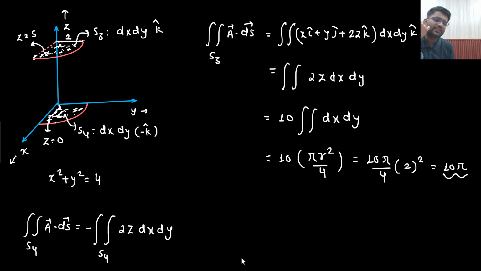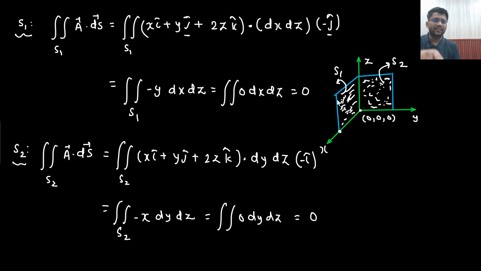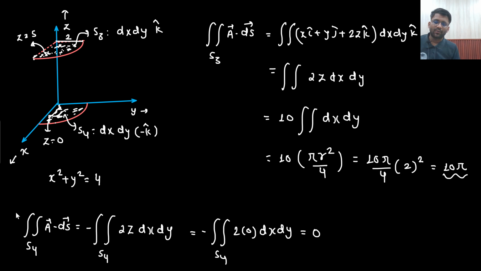Now at S4, what is the value of z? At S4 the value of z is 0. So what you understand is that from S1 surface the flux passing is 0, S2 flux passing is 0, from S4 flux passing is 0, from S3 the flux passing is 10 pi. Till this point is it clear? Absolutely clear.